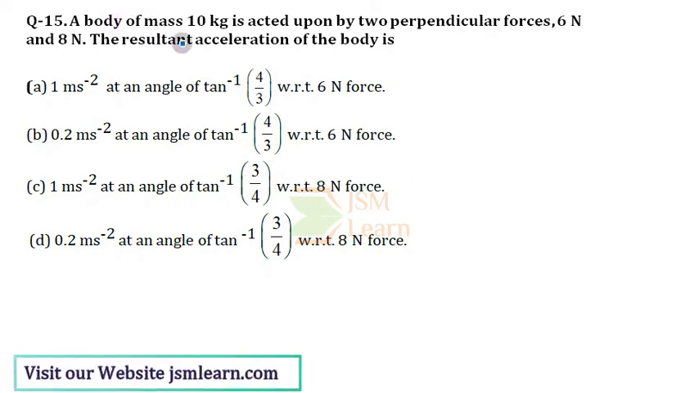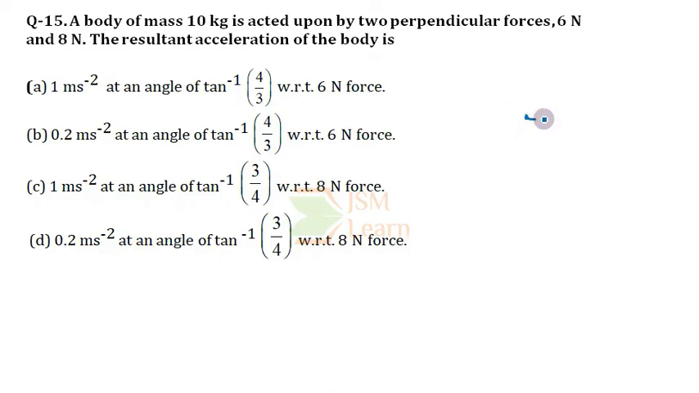In the question, they have provided that a body of mass m, 10 kg, is acted upon by two perpendicular forces, that is 8 Newton and 6 Newton. Supposing that the force of 8 Newtons is F1 and the second force F2 is 6 Newtons. Now they are asking us to find the resultant acceleration of the body.